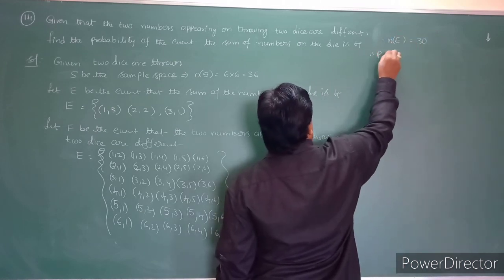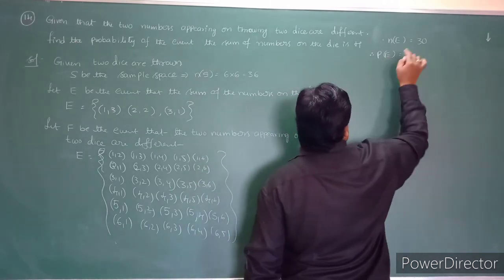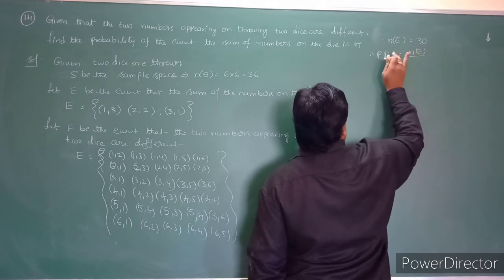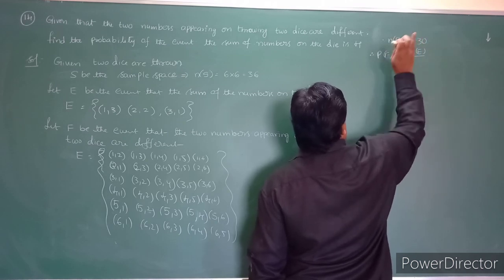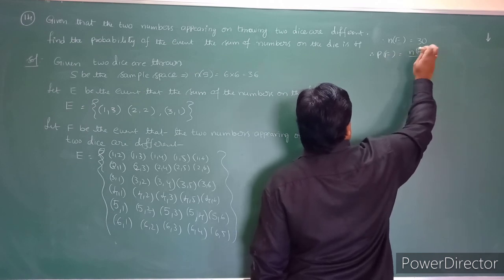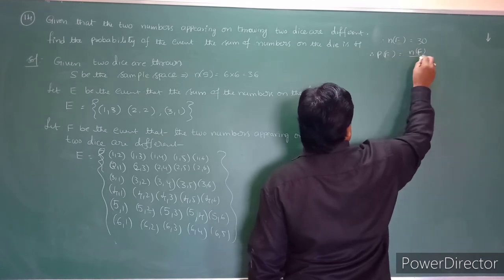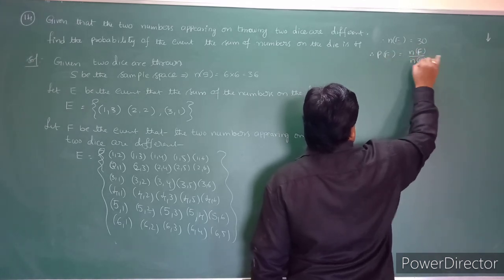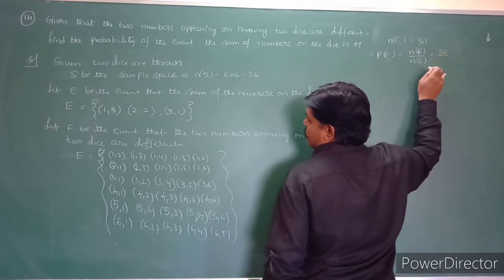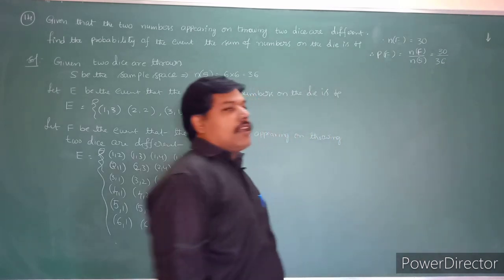Therefore, probability of E is equal to, count this one, all these are 30. P of E is equal to n of E by n of S, not the E, this is the F. So n of F is equal to 30 by n of S value. n of S value is nothing but 36. So that is the P of F.